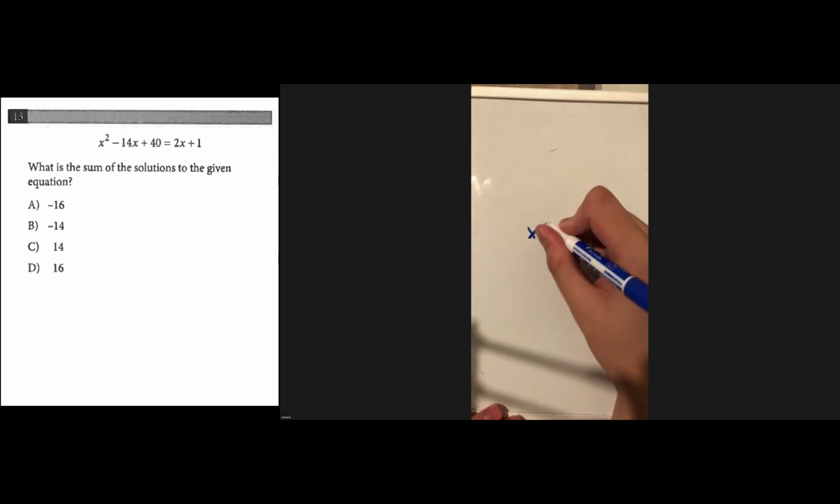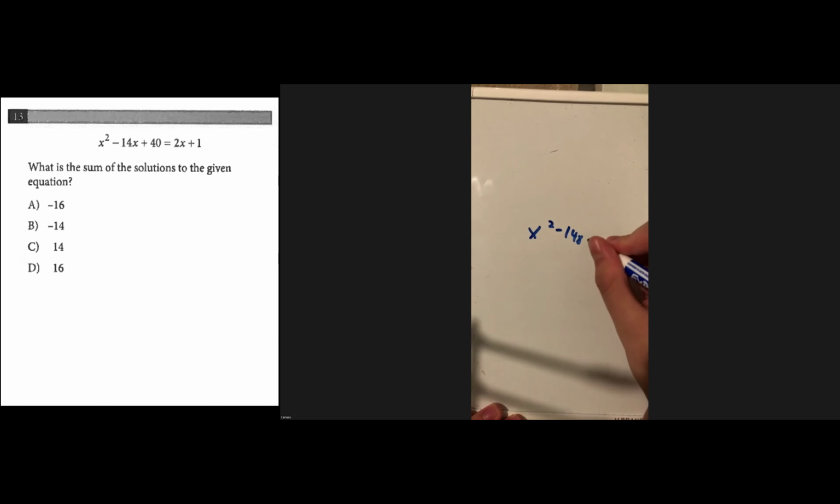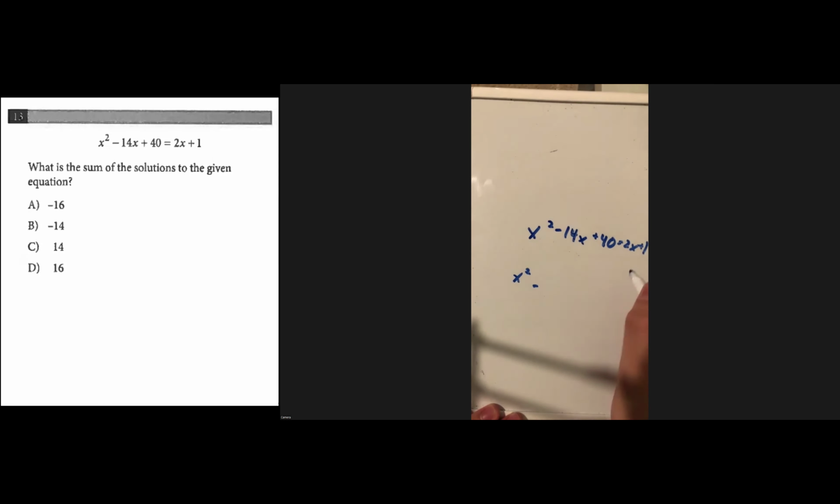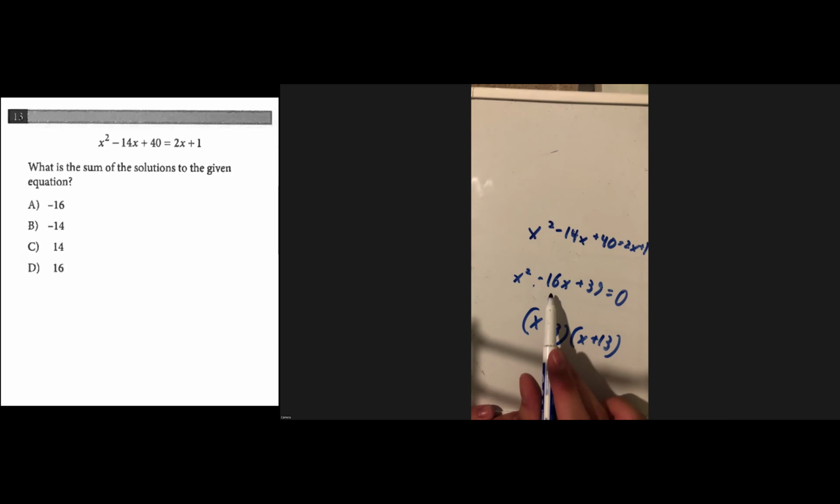Okay, so for question 13, since we're out of time, x squared minus 14x plus 40 equals 2x plus 1. We subtract 2x from both sides, so x squared minus 16x plus 39 equals 0. That would leave us with factors of x minus 3 and x minus 13, because 13 times 3 is 39, and 3 plus 13 is 16.